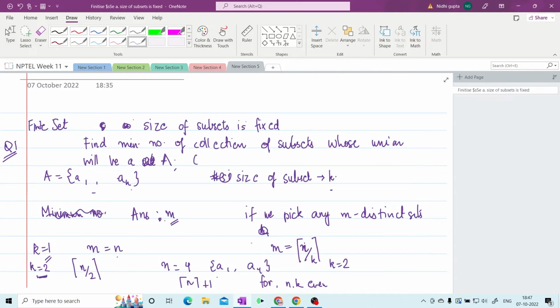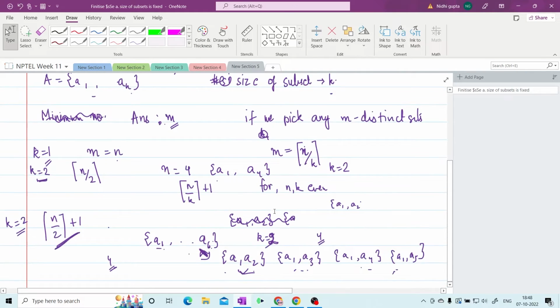But the question is to find the minimum number of collections of subsets whose union will be A. I think what the question is asking is that if your answer is M, then if you pick any M collection, their union should turn out to be the whole set.